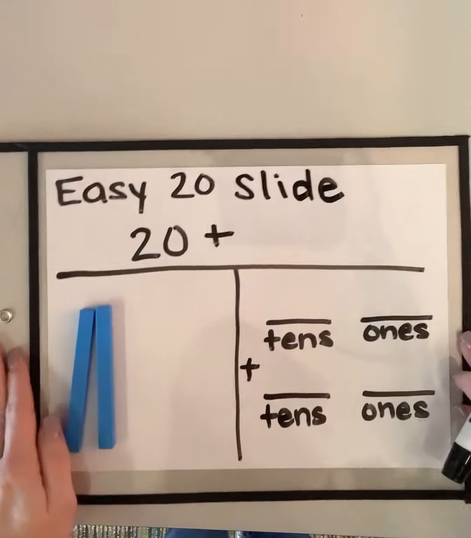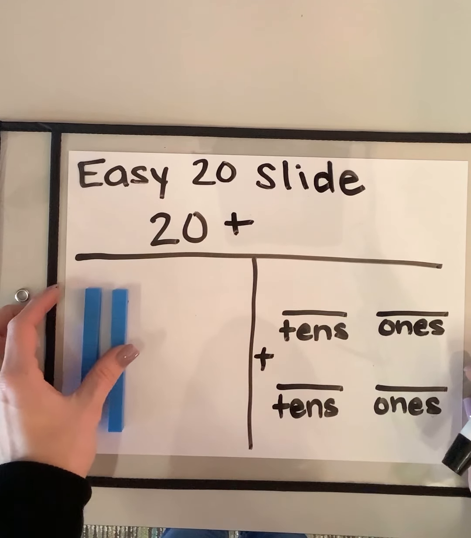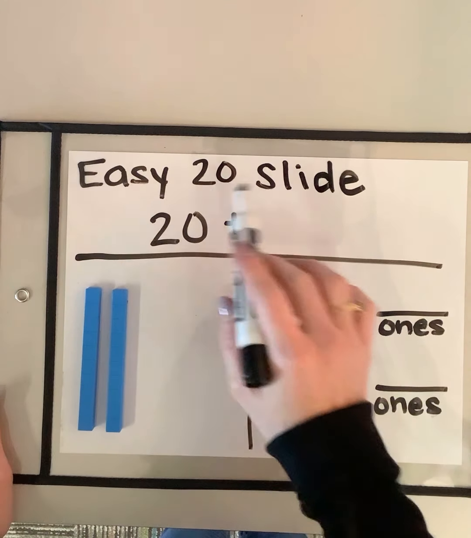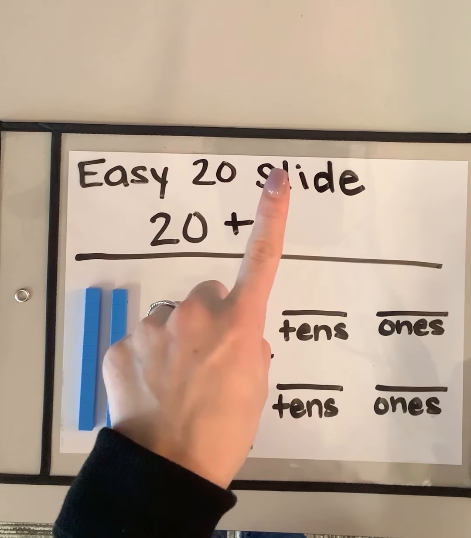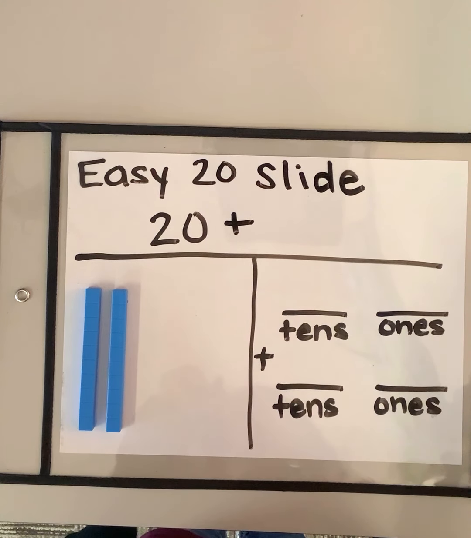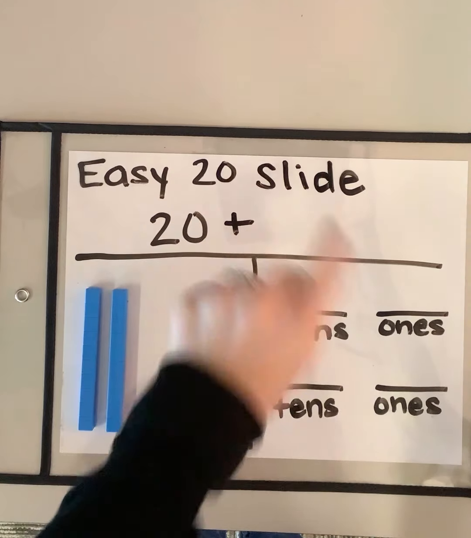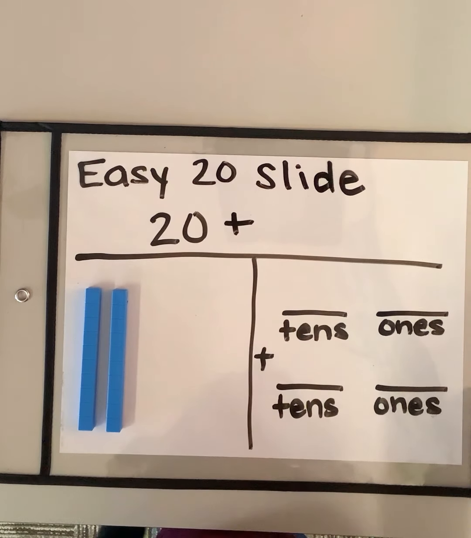We learned the Easy 10 slide last unit. But guess what? You can also use the Easy 20 slide. Now, why do you think it's called the Easy 20 slide instead of the Easy 10 slide? When it was the Easy 10 slide, we were adding a one-digit number to the number 10. For the Easy 20 slide, we're adding a one-digit number to the number 20.